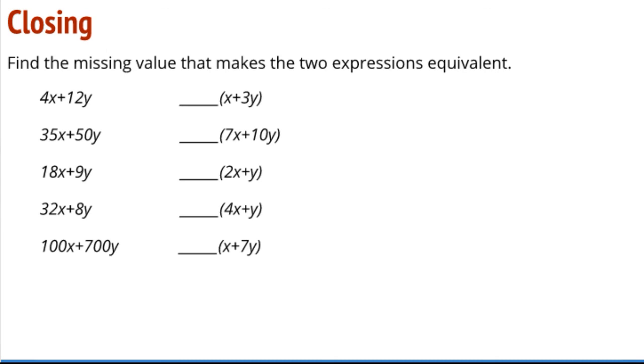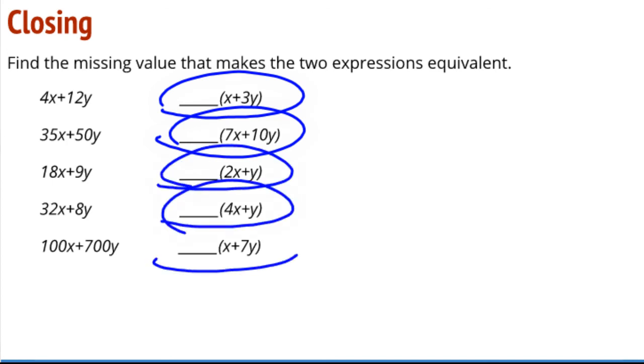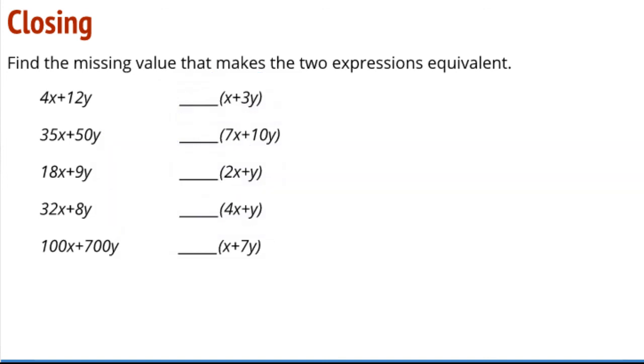So take a moment here and figure out what is the missing value that you would put in each of these to make these expressions equivalent. Five. Looks like they took a 9 out. Looks like they took an 8 out. Looks like they took 100 out.